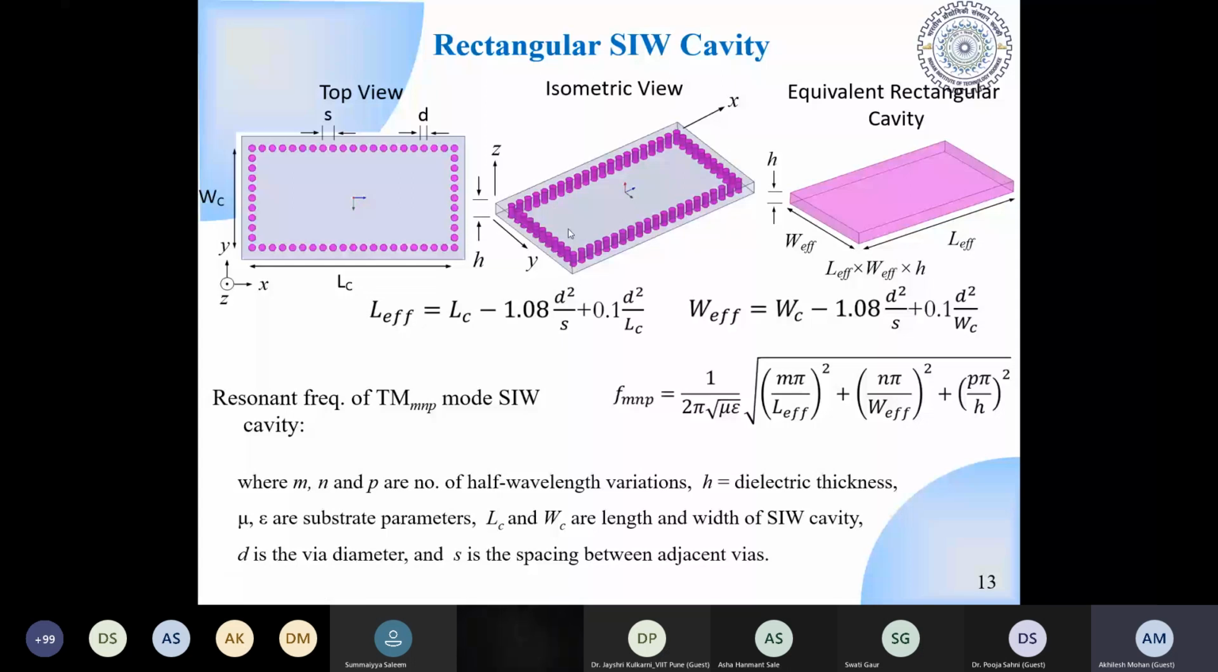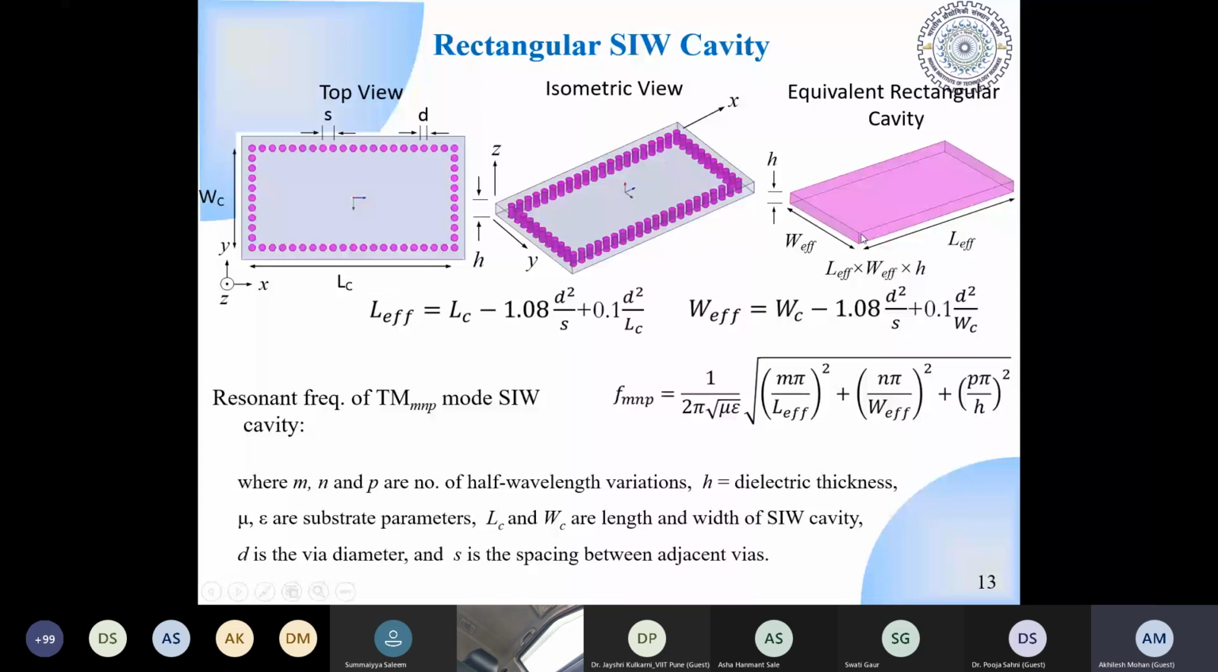Basically, a cavity is a resonator. It will resonate at certain frequencies. All the formulas of the rectangular cavities hold good. Only, as I told you, the W effective and L effective will change and are decided by this formula, which has been derived empirically. So with W effective, L effective and the height, that is X cross Y cross Z, it will become a cavity.